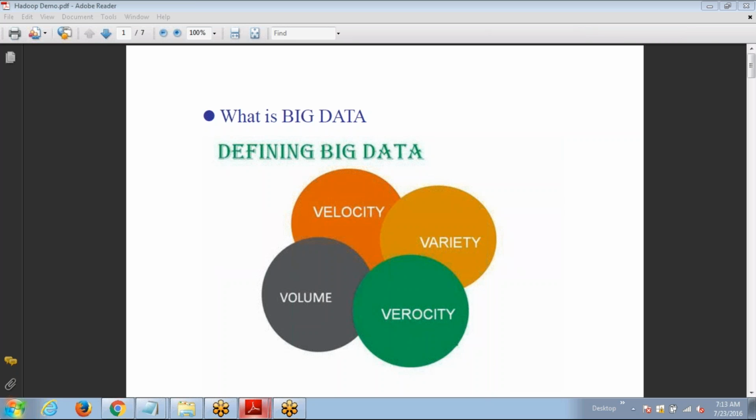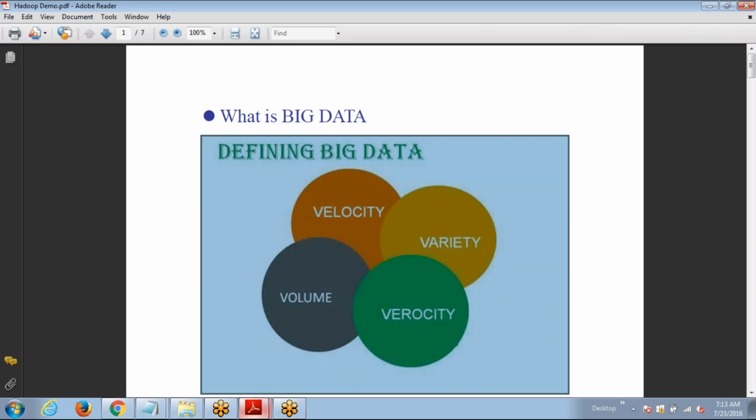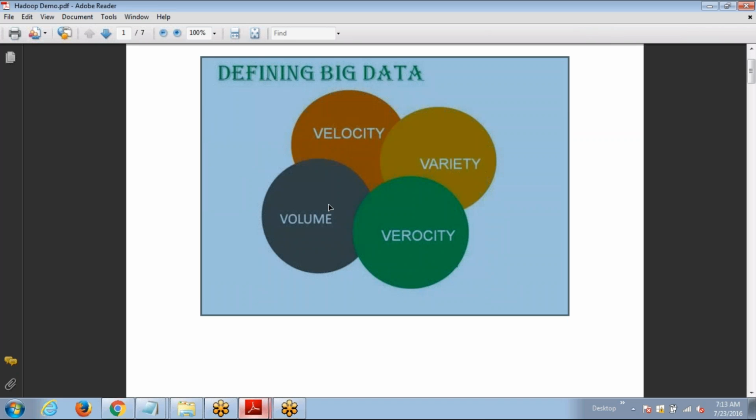Okay, so let's move on. We have discussed big data in the demonstration: what is big data and how IBM has defined big data in terms of the 4 V's: volume, velocity, variety, and veracity. You should be able to answer this very thoroughly.